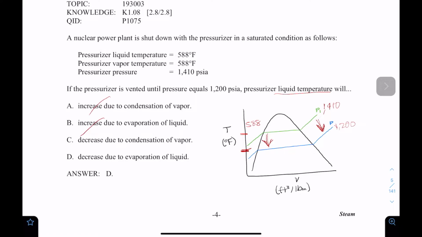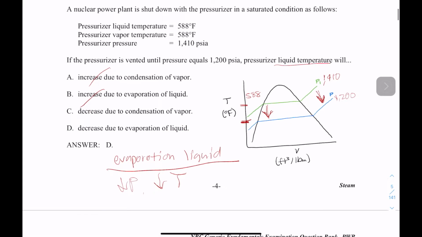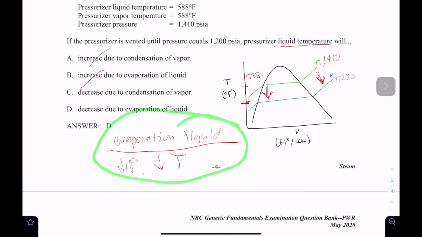So what happens on an outsurge? Remember the first question of the pressurizer, right? We have evaporation of the liquid. That's very important when we're talking about outsurge, when we have a decrease in pressure and decrease in temperature. So that's what's going to happen. So my answer is going to be delta in this case. And that's related to the first question that we saw earlier as well.